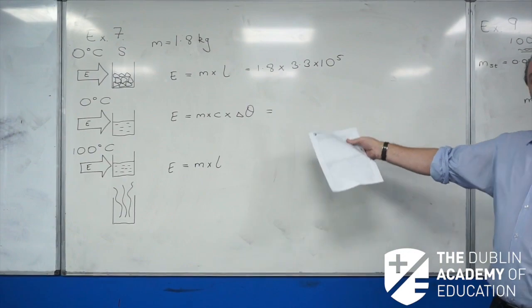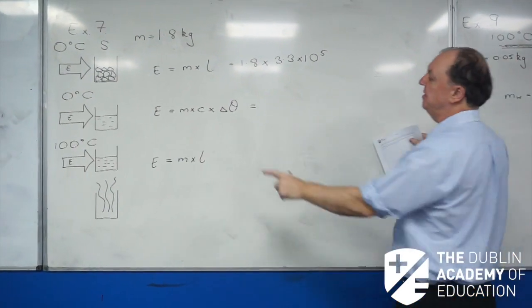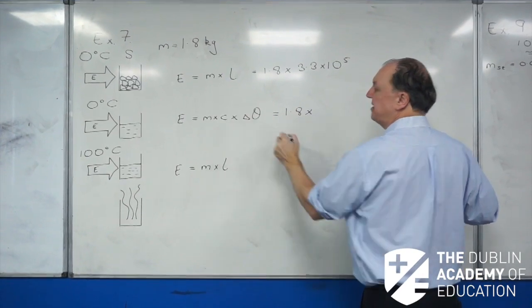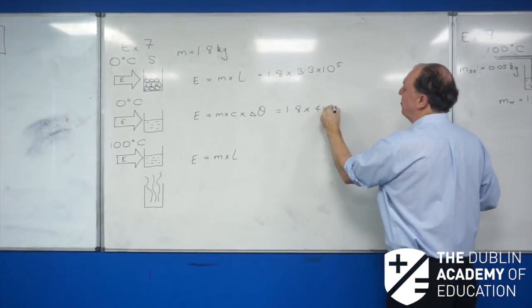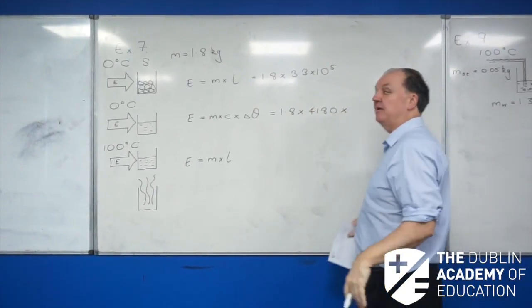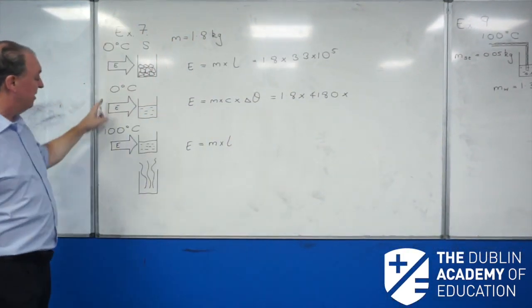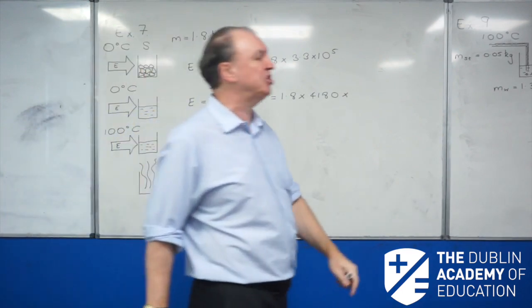Now I'm talking about changing the temperature of the water. Its mass is 1.8 kilograms. The SHC of water is 4,180. And the change in temperature of the water, it went up from 0 to 100, that's a change of 100.